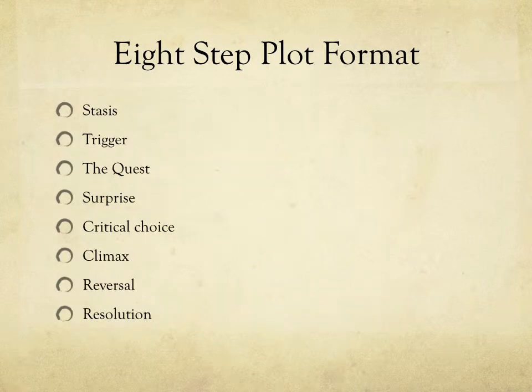So here are our 8 steps. You can see every story has these 8 steps. You have the stasis, the trigger, the quest, surprise, critical choice, climax, reversal, resolution. Any book you read, whether it's contemporary fiction or genre fiction like fantasy or sci-fi, they all are going to have these 8 steps. You can apply this to movies. You can apply this to plays. Every story that is a complete story will have these 8 steps. And if you're missing one of these steps, that's where you start to run into problems.